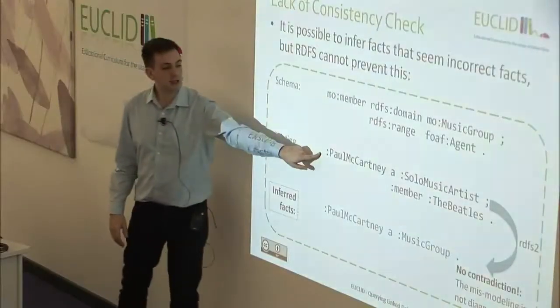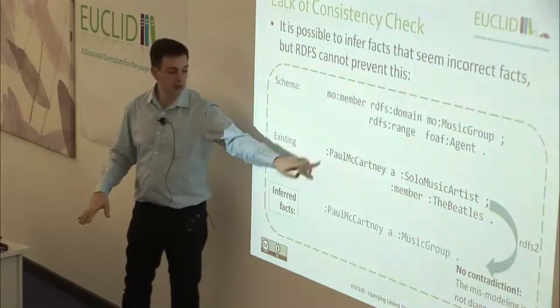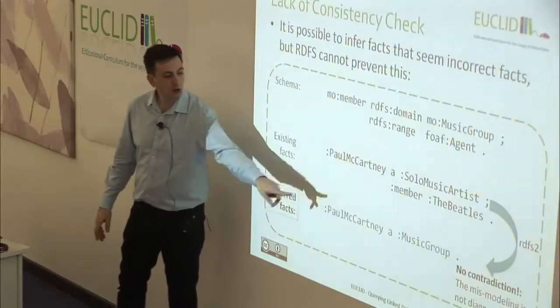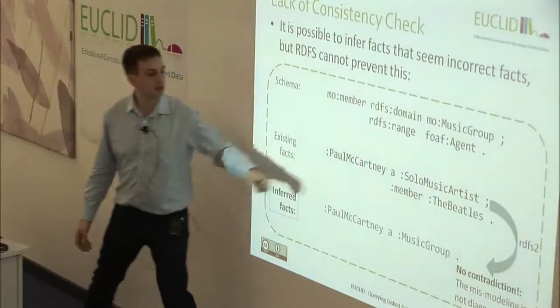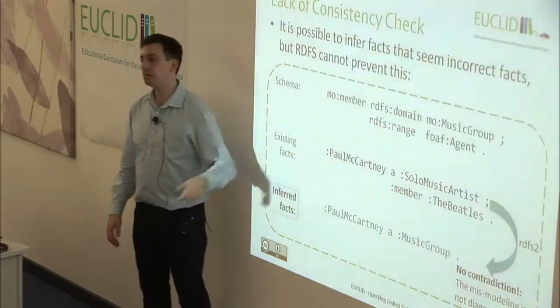So if we asserted that, with entailment and the music ontology, we would infer that Paul McCartney is a music group. And there's no contradiction there in RDFS. We said it, so it's true, and it's queryable. If we write a query that says, in which classes is Paul McCartney, we get back, explicitly, he's a solo music artist, and by inference, he's a music group.